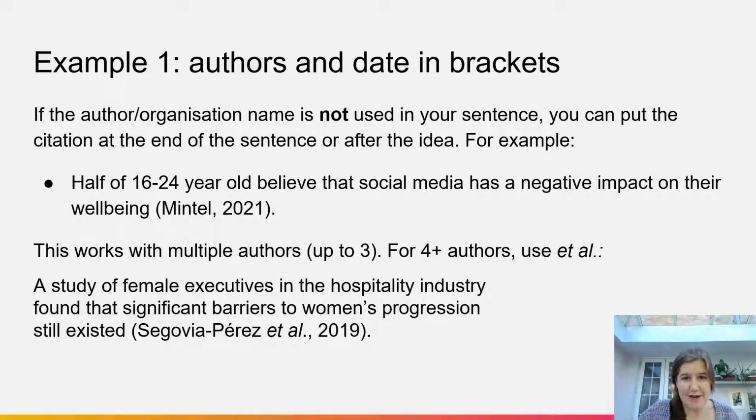There are a couple of different ways that you might see sources cited in the text, and you can use these too. So the first way is if you haven't used the author's name in the sentence, then you would put both the author and the date, perhaps the page number, in brackets after the statement that you've made. So this example, half of 16 to 24-year-olds believe that social media has a negative impact on their well-being. And the source is a database, Mintel, and so we use the database name as the author.